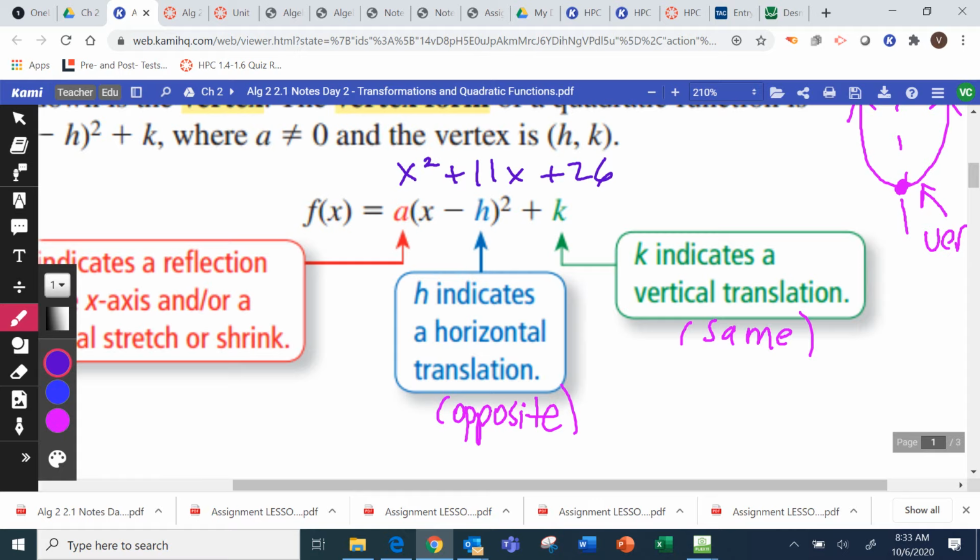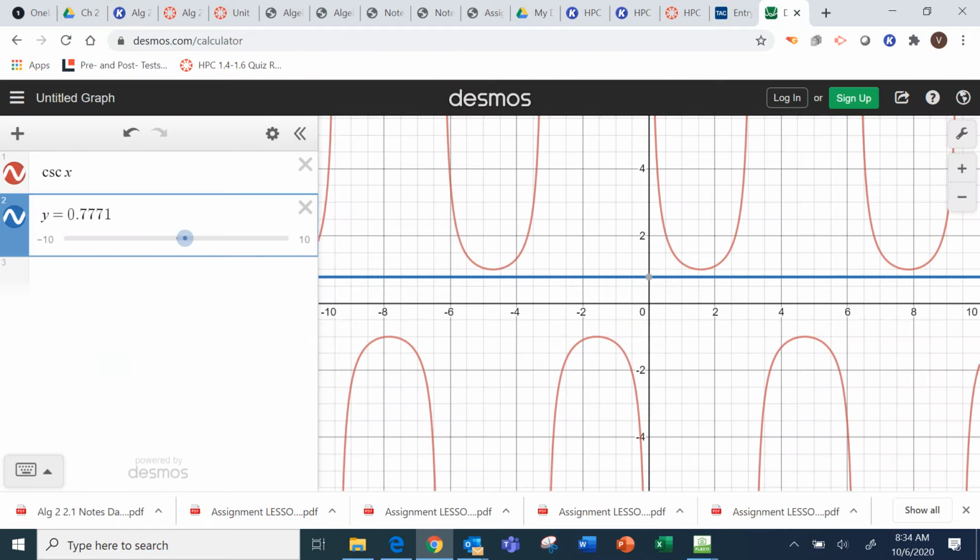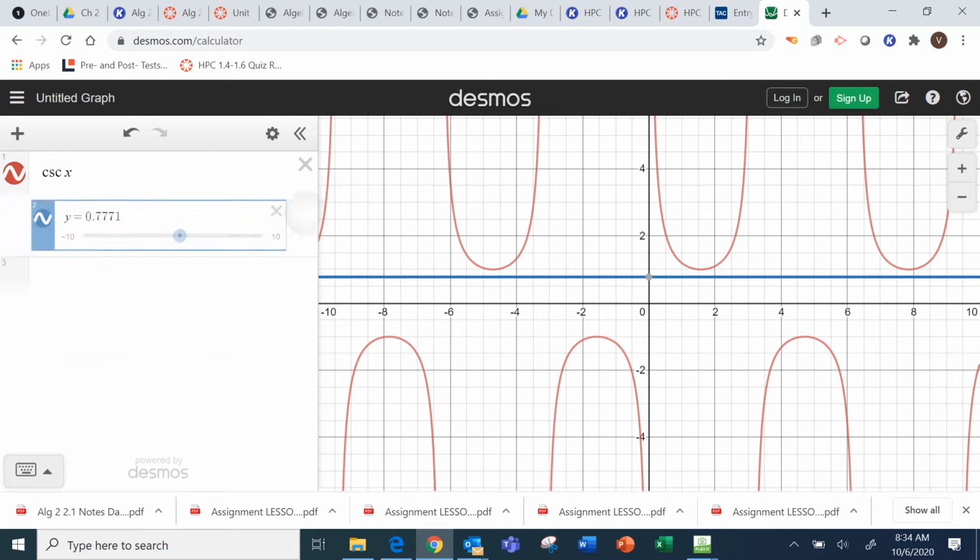This is not vertex form. You cannot do vertex from this form. You can, but I haven't taught you how. You can't just grab numbers and find the vertex from this form. It's a longer process. And I'll show you on Desmos. That's a different class.